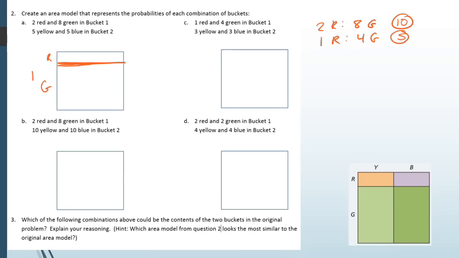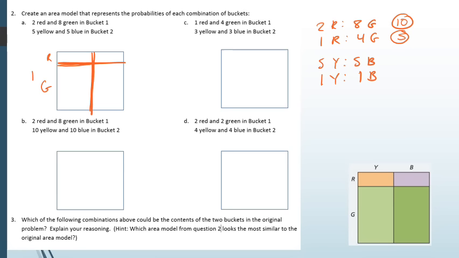And then in bucket 2, we have 5 yellow to 5 blue. And you may notice you can simplify that ratio to 1 yellow to 1 blue. And so that means I can pretty much just divide this right here in half, and I'm going to label part of it blue and part of it yellow. And so at that point I can see how much of my sample space I have for each combination.